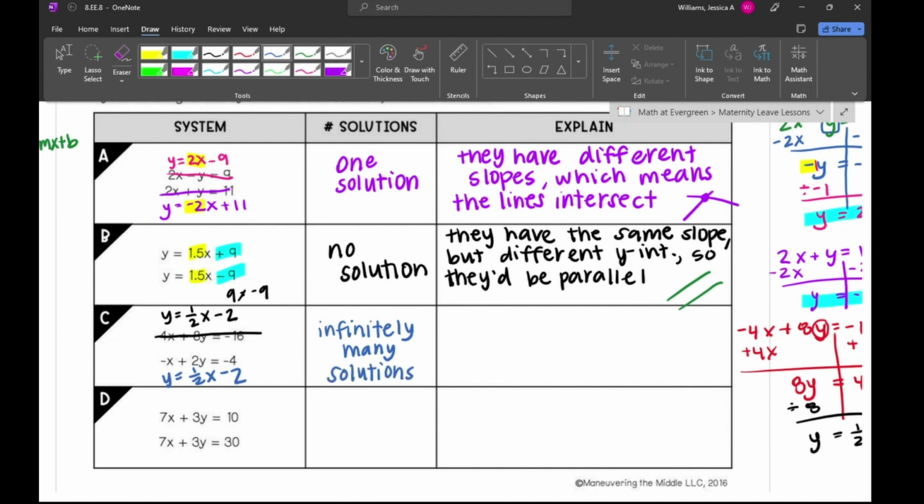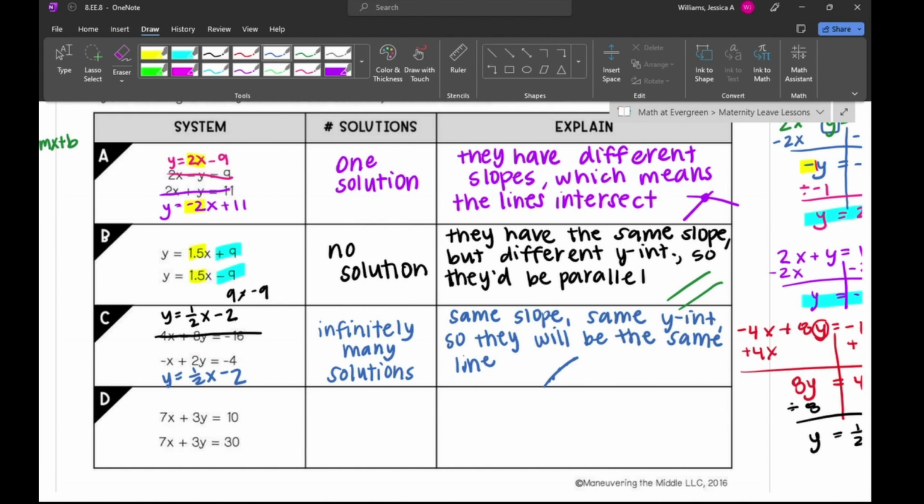Okay, they have the same slope and the same y-intercept, so they will be the same line. So if I were to graph this on my graph, it would just be one line. Every single point on that line would be a solution. That's why there's infinitely many solutions.